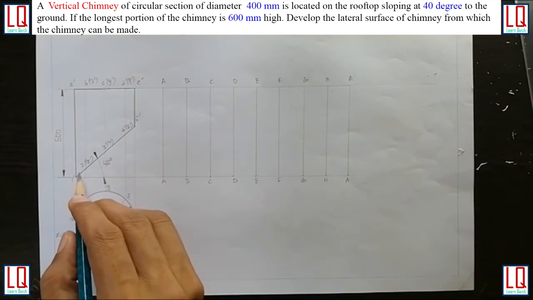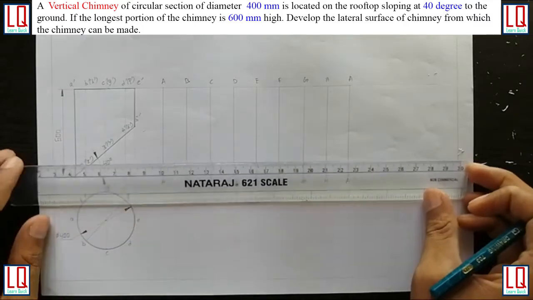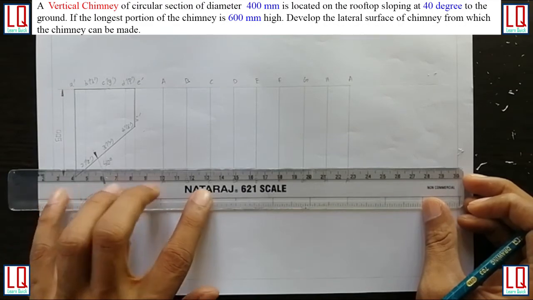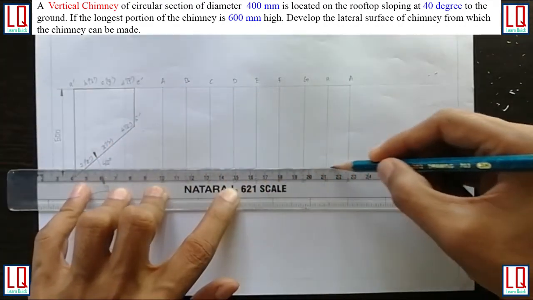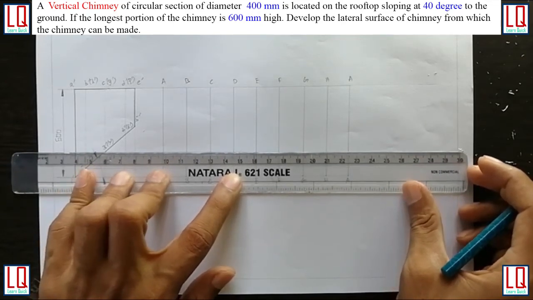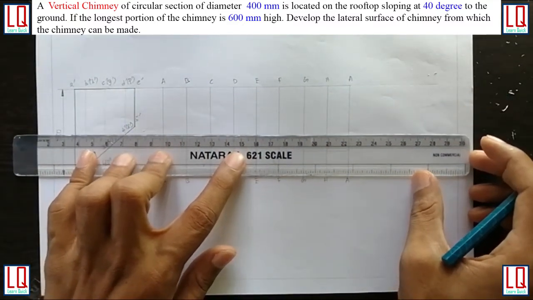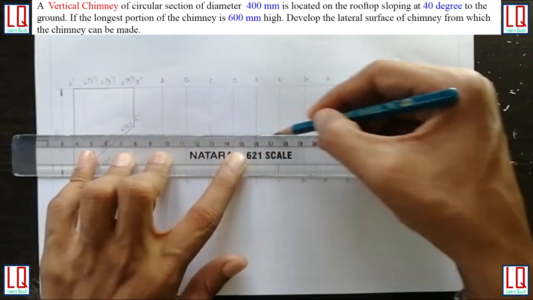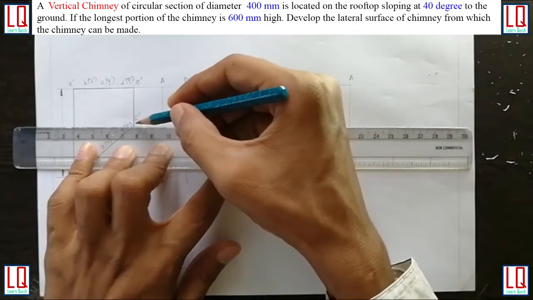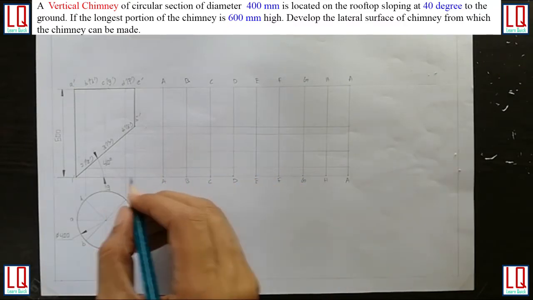Okay, so now we will bring all the cutting points from the sectional front view to the development. So use your engineering drafter. We have brought 2 dash and 8 dash. Now we are bringing 3 dash and 7 dash. Similarly we will bring 4 dash and 6 dash and finally 5 dash.